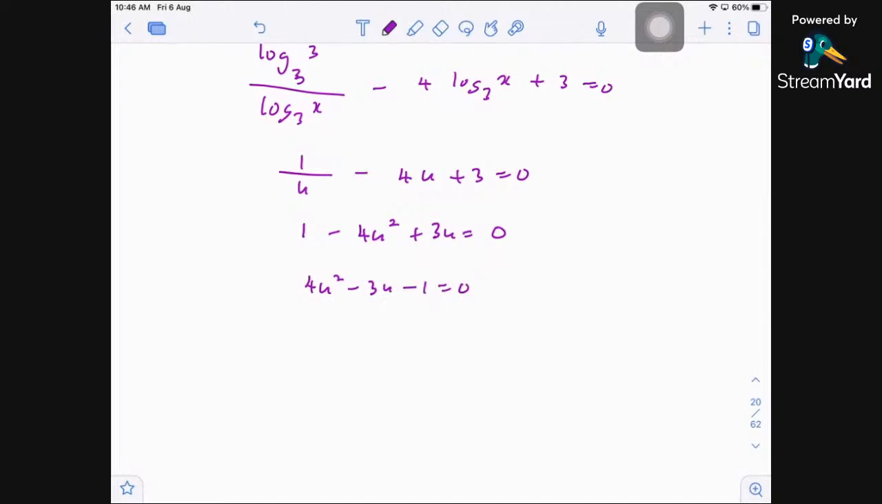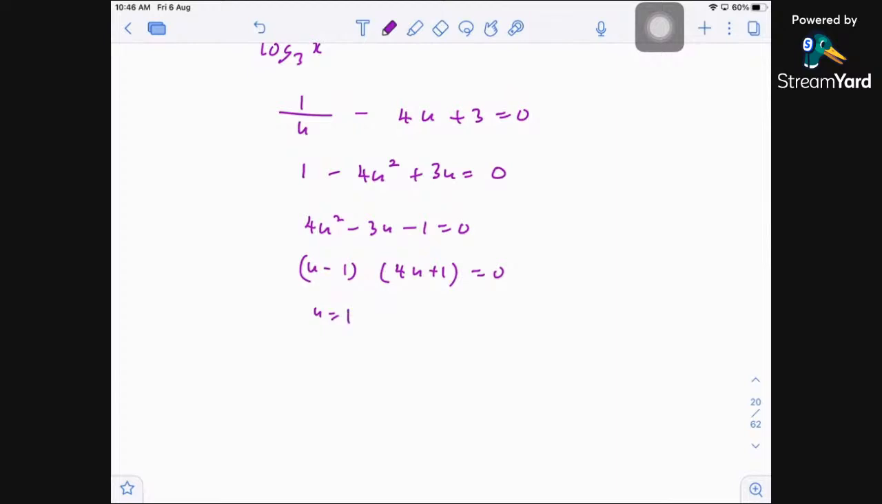Now you have to factorize this, yes or not? Okay, so let's factorize. You get u minus 1, times 4u plus 1, equals 0. So u equals 1 and u equals negative 1 over 4.